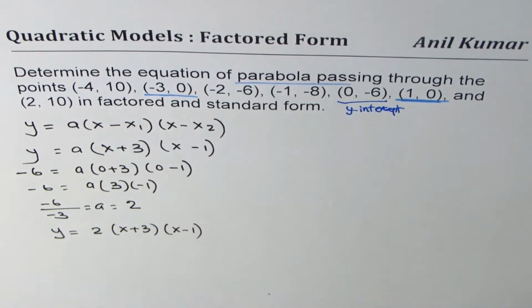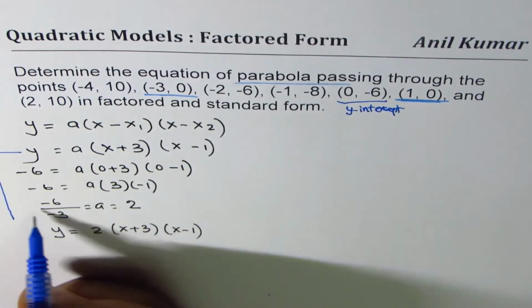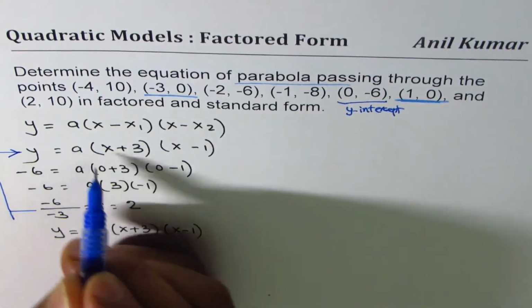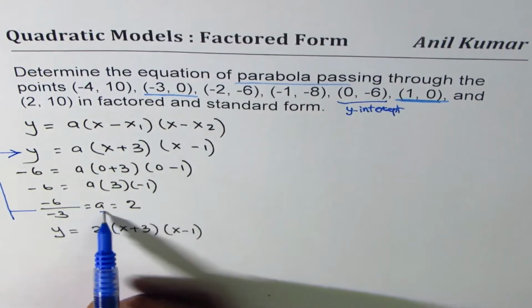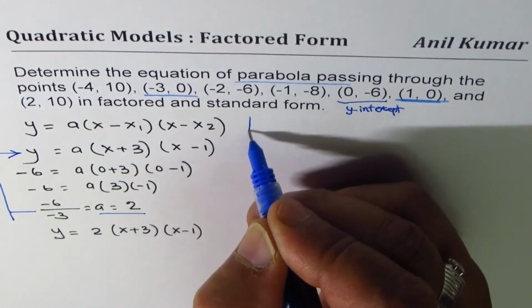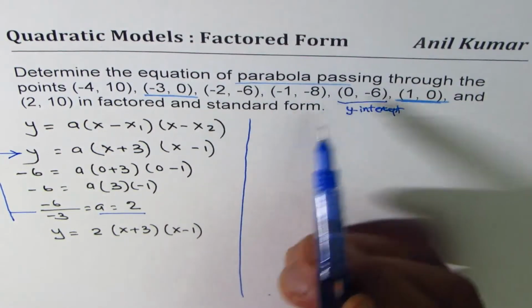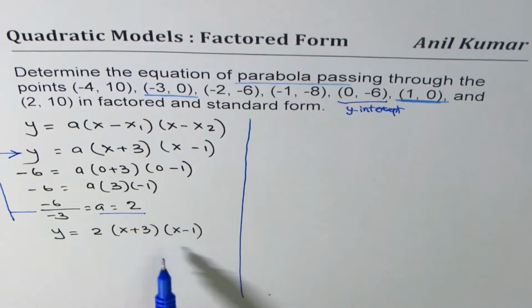I hope that part is clear, right? So what we did here was that we substituted the value of a into this equation, which is 2. So we have done half of the question, that is writing the equation of this parabola in factored form. Now let us see how to write it in standard form, right?